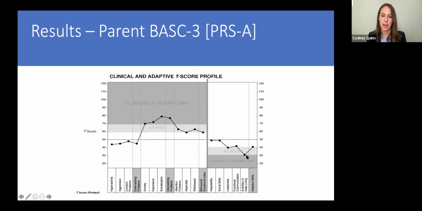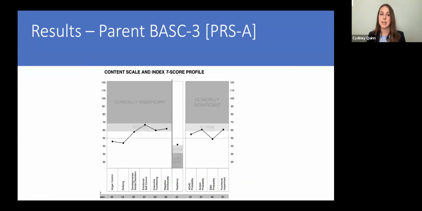And then over here in the adaptive, we have activities of daily living, you know, falls right on that cusp between at risk into clinically significant. So the main areas that Sam is reporting, saying, I have a lot of anxiety, I have a lot of depression, Mom is seeing these as well. And then on the content scales for mom, we can see emotional self-control, executive functioning, and negative emotionality all fall in that at-risk range. So all really correlating with the main concerns coming into the evaluation.